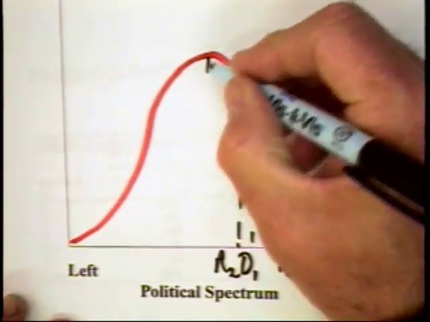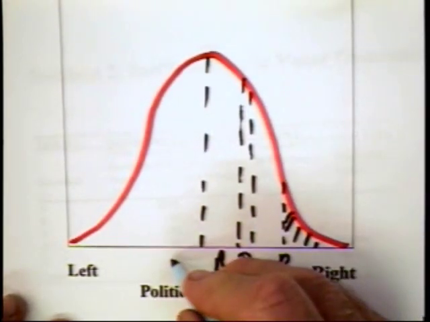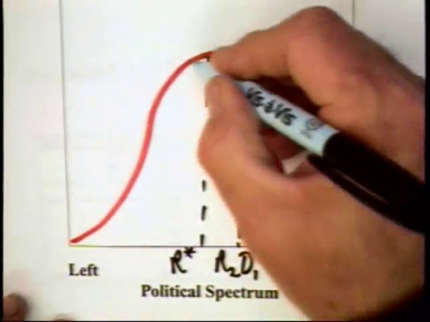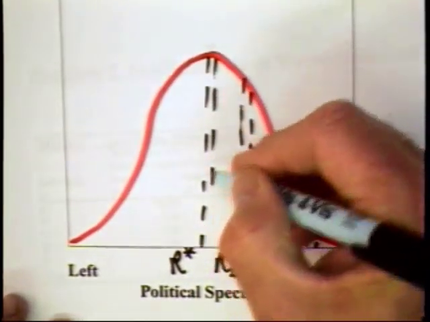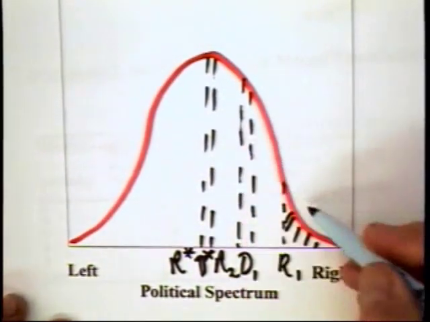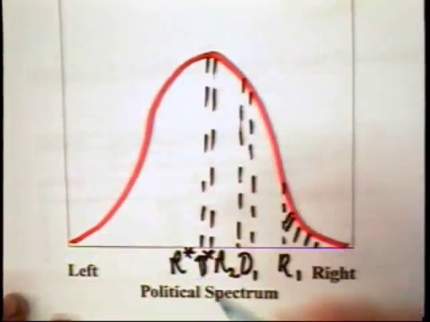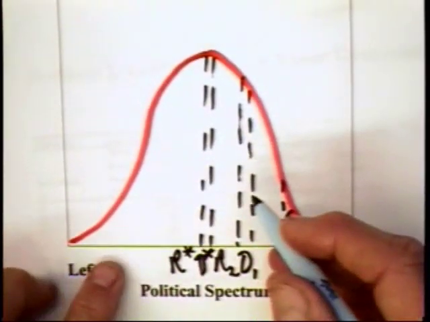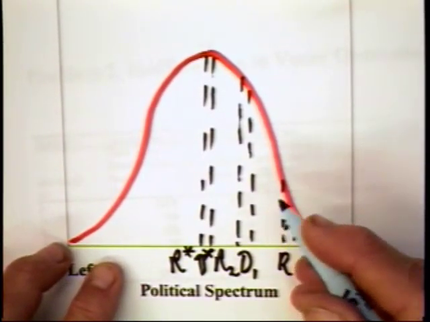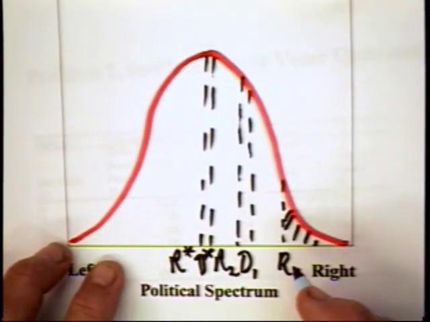The lesson to be learned is that the candidates will tend to move to the center of the distribution. Say the Republicans go at R star, and the Democrats go to D star. If that is the case, then the Democrats will take most of the voters off in this wing of the distribution. The Republicans will take most of the voters there. And there are two outcomes. First off, the election is going to be fairly evenly divided. Secondly, there's not going to be too much difference between the two candidates.